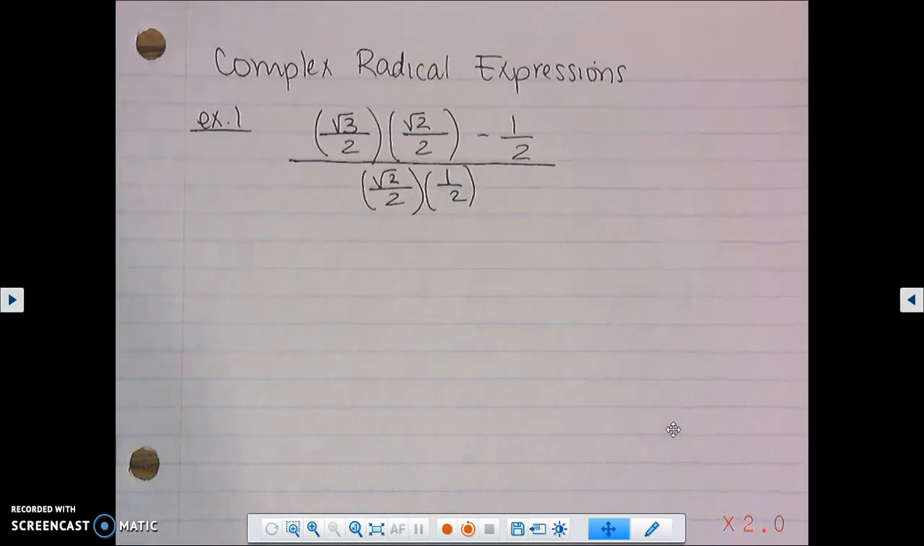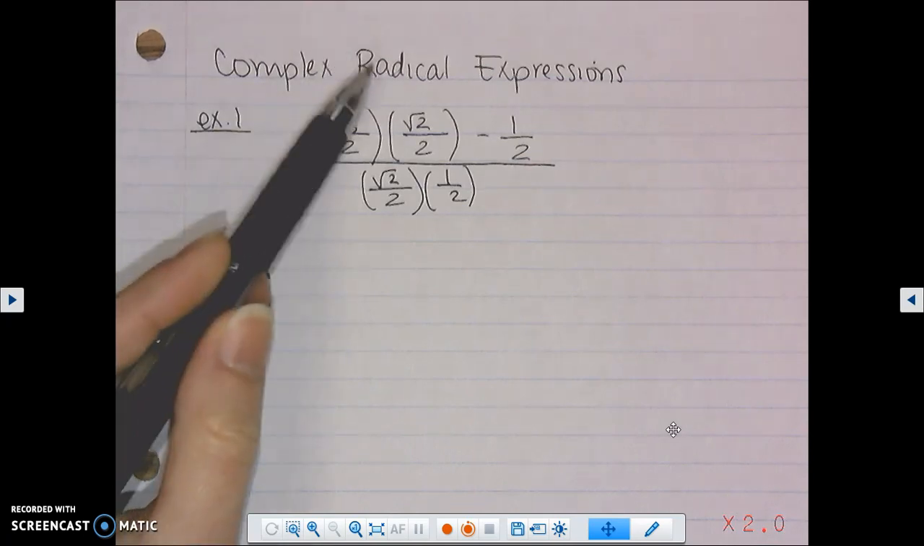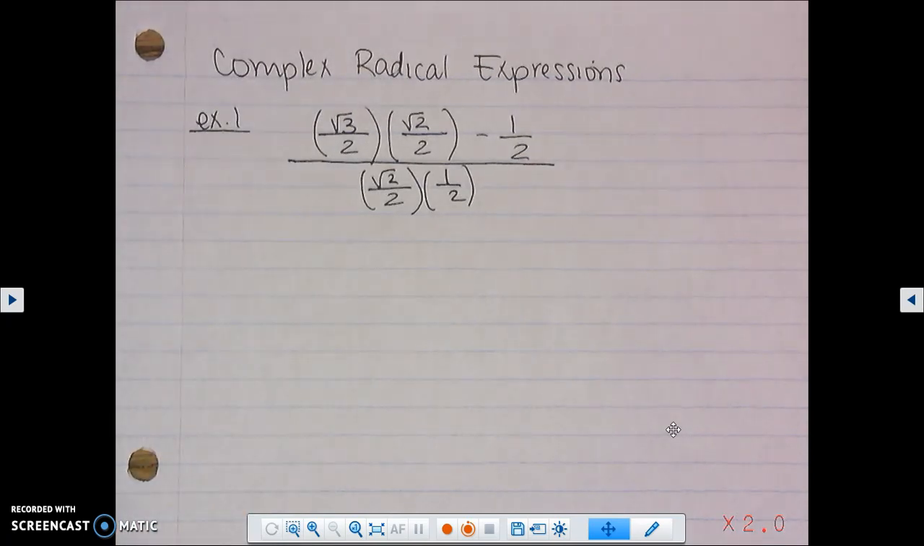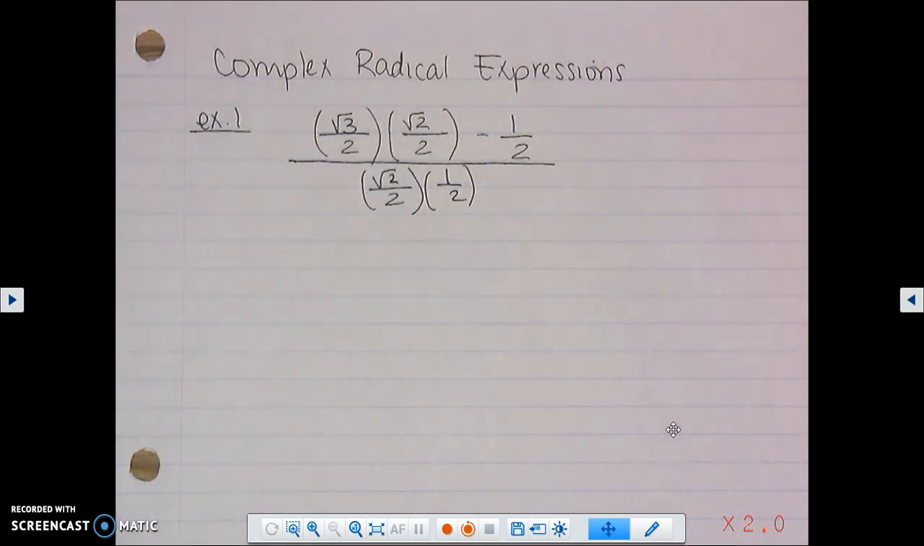Today we're going to be talking about complex radical expressions. So we're going to be looking at questions like this where we have radicals but in complex rational form. So if we have radical 3 over 2 times radical 2 over 2 minus 1/2 being divided by radical 2 over 2 times 1/2, we're going to simplify this and see what the answer is.